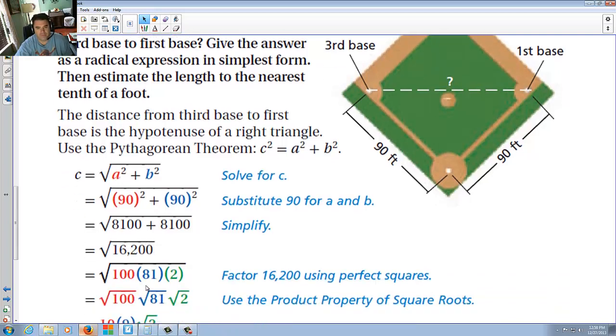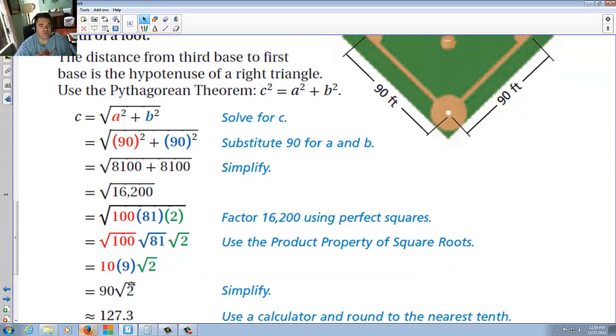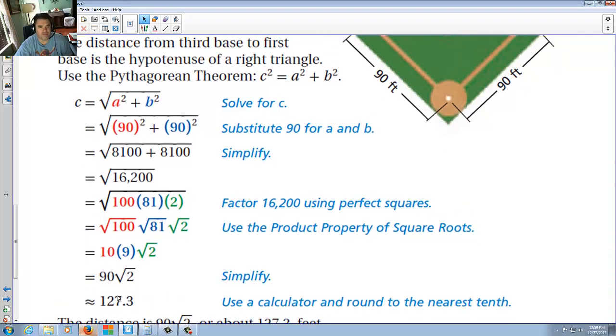Root it. Now they did something a little different. Instead of rooting, they went ahead and chopped this down into 100, 81, and 2, which I guess you could do. Whatever makes you happy. We'll just do it their way for now. So because 100 times 81 times 2 would make 16,200. Why do they do that? Because the root of 100 is 10, and the root of 81 is 9, and so basically 90 square root of 2. And 90 times square root of 2 is 127.3.